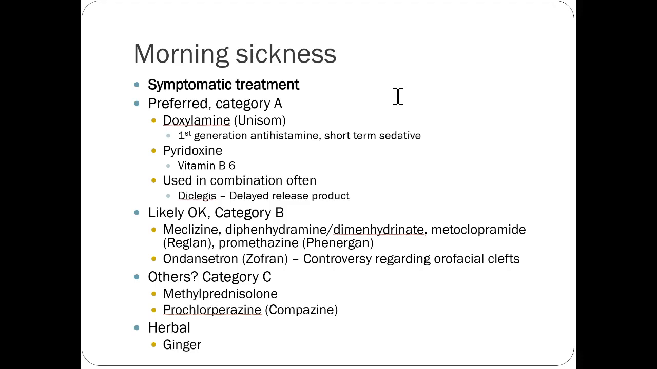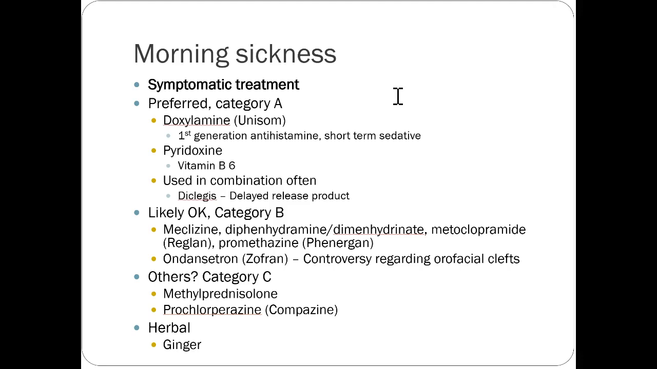So, symptomatic treatment. The preferred category is category A. Actually, one of the only drug combinations I know of that is category A, and it's a combination product. Brand name is Diclegis, which is down here. It's a combination of doxylamine and pyridoxine, which is vitamin B6. Both these medications are cheap, over-the-counter, and have been around for a while. Pyridoxine is, of course, just a vitamin. You can buy it at any over-the-counter drugstore.